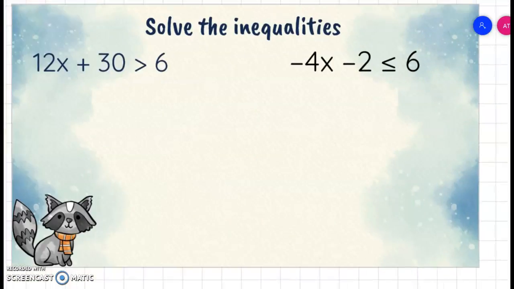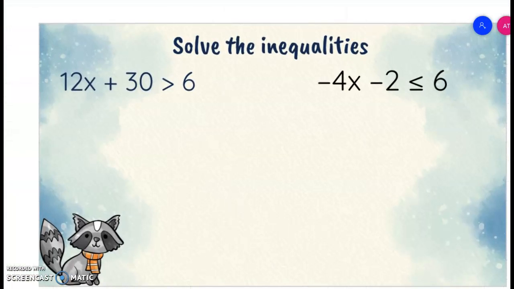Our inequalities here say to solve these inequalities. Remember, we're going to treat it like an equal sign, just like our two-step equations, and solve it the same way. We're just going to keep this sign pointed the same way all the way to the end and see if we need to flip it or not.